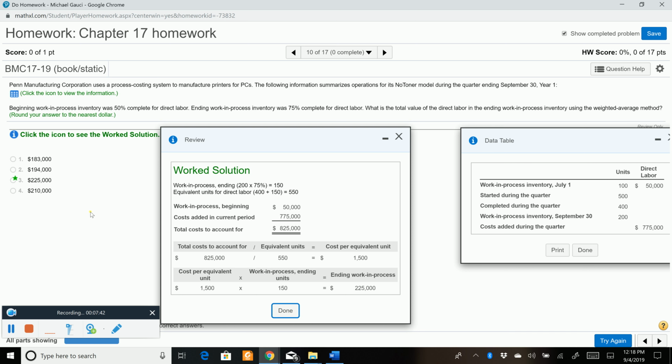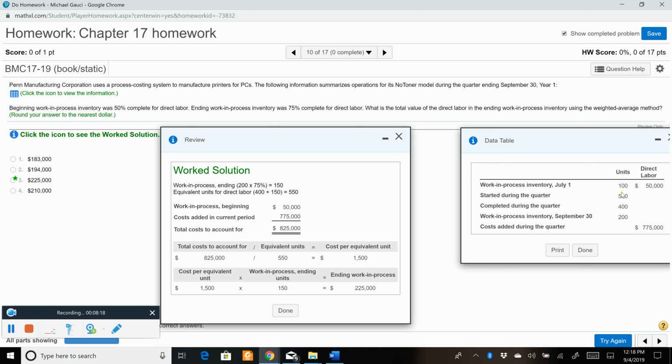So to figure out first equivalent units, that's what we need to do first. We know that the ending WIP is 200 physical units, and they are 75% complete for direct labor. So equivalent units for labor is 150, 200 times 75%. And how many were completed during the quarter? 400. They are 100% complete with labor. So if we take the 400 plus the 150, our equivalent units are 550.